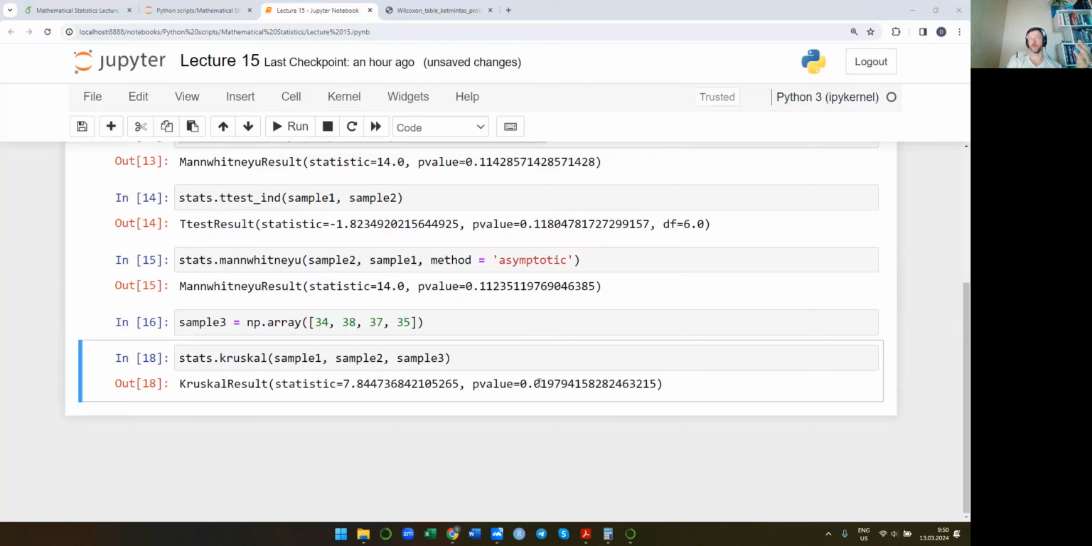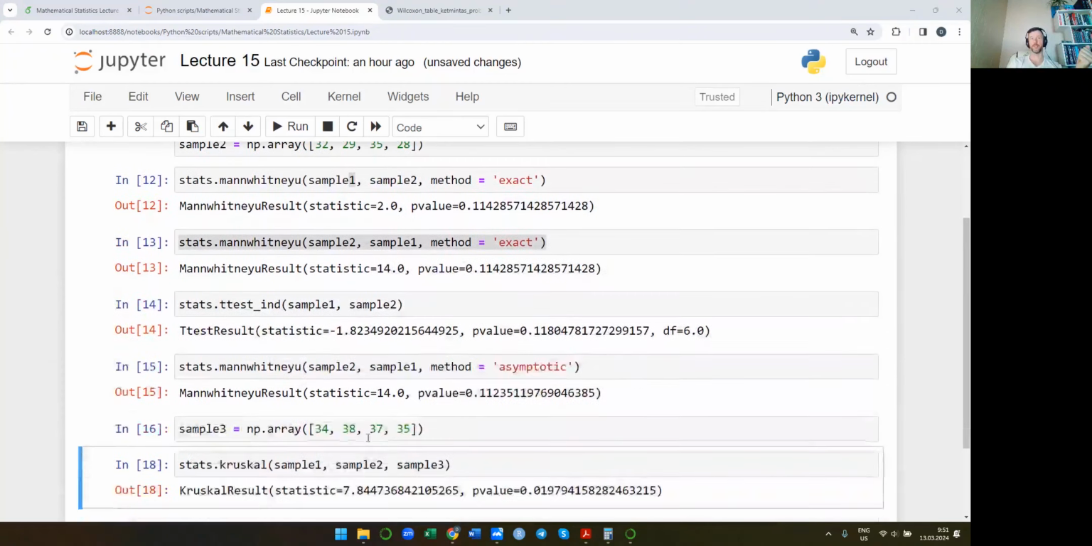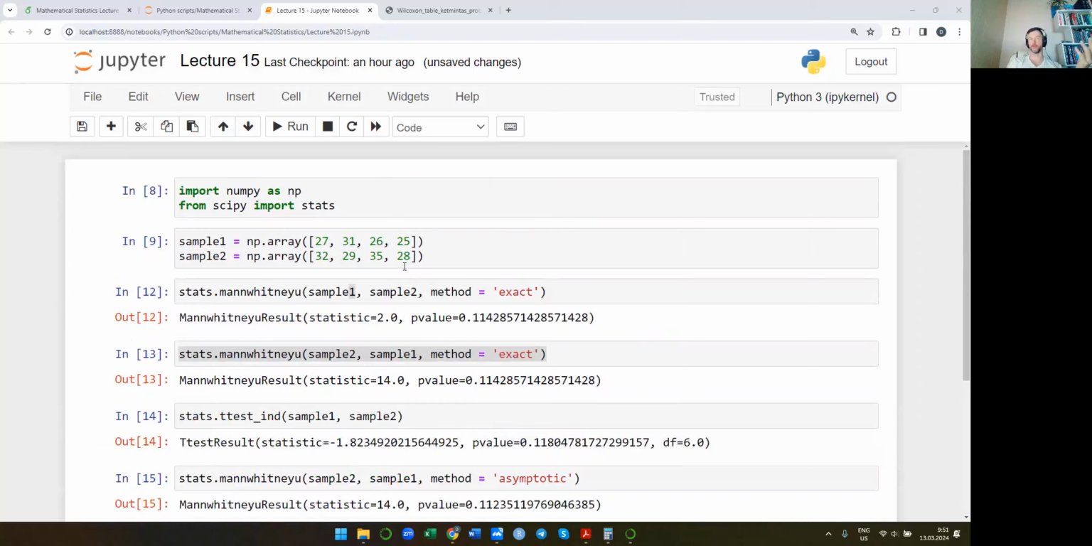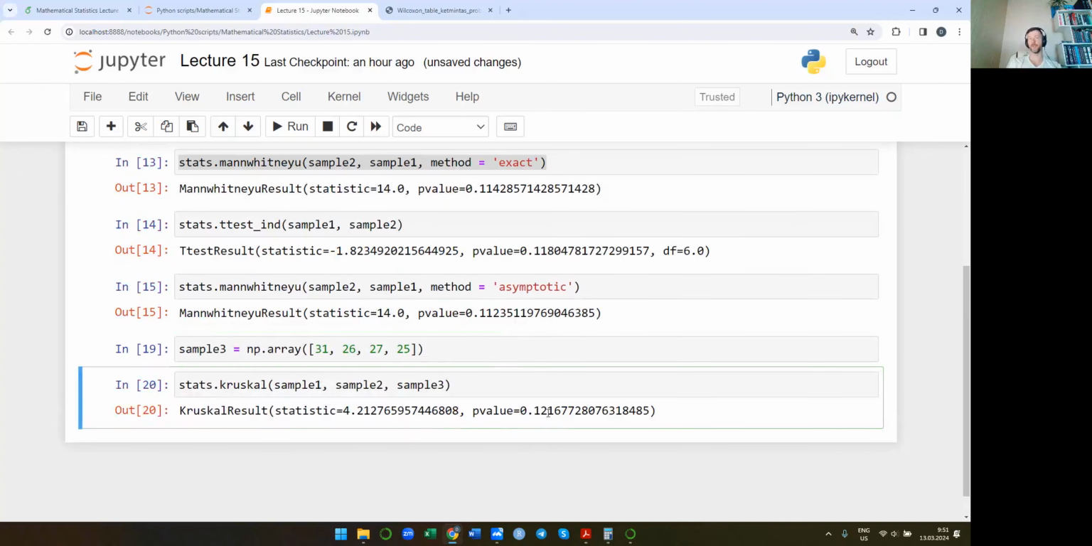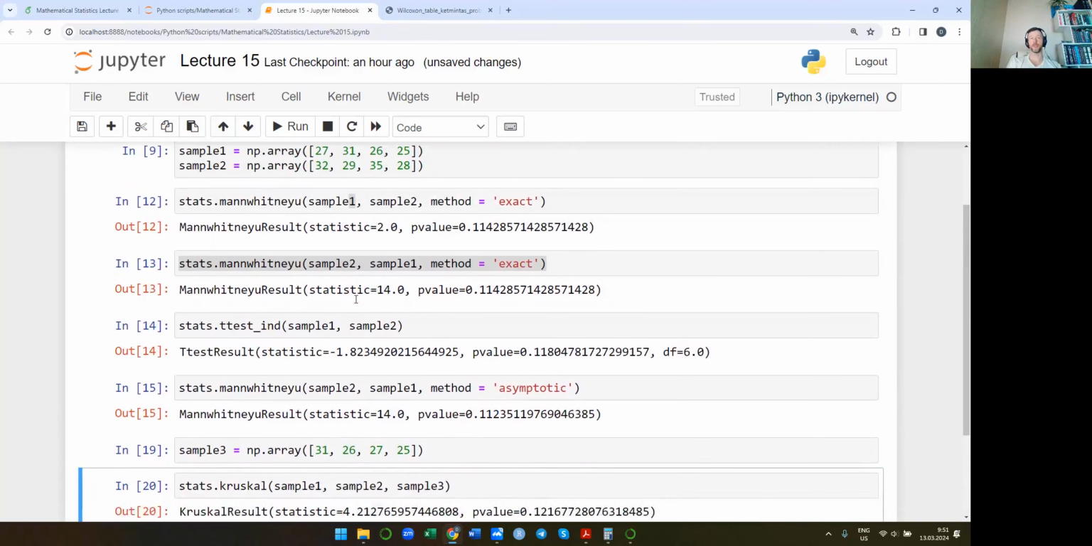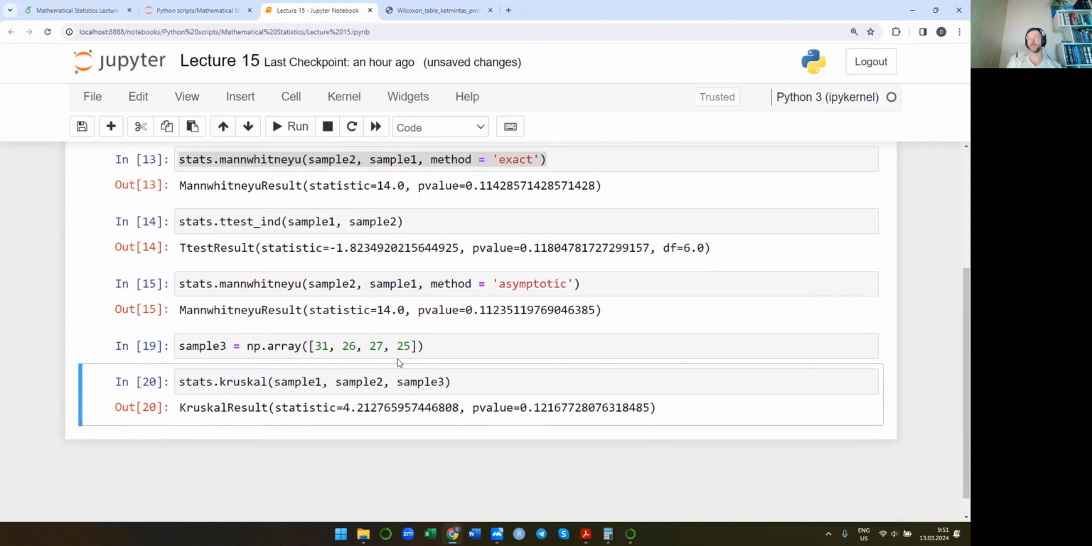The p-value being less than 5% says that the distributions are different, because I specifically made this distribution different from the previous two distributions. For example, if I put here some values that are closer to the previous distributions, like this, you will see that the Kruskal test will have a p-value greater than 5%, and it will say that these two samples and this third sample have similar underlying distributions.